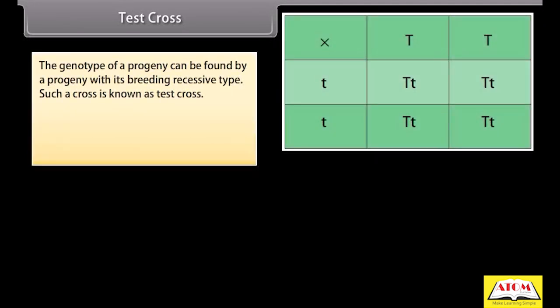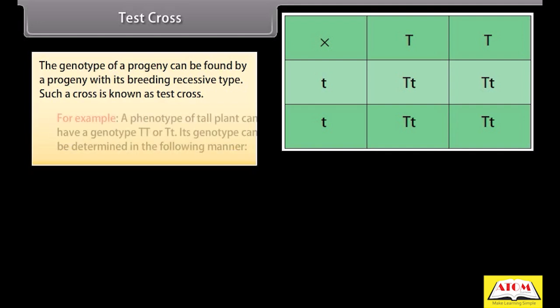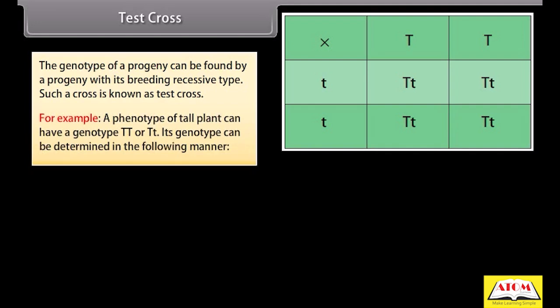Test cross. The genotype of a progeny can be found by crossing it with its recessive type. Such a cross is known as test cross. For example, a phenotype of tall plant can have a genotype TT or Tt. Its genotype can be determined in the following manner.